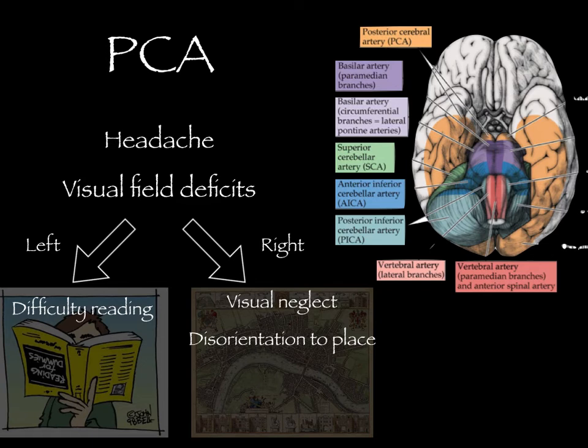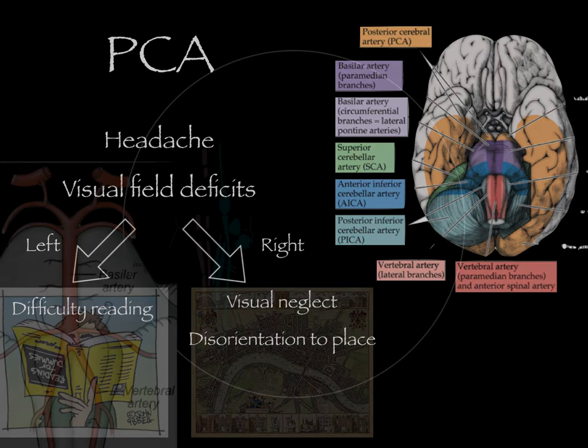If on the right or non-dominant side, these people tend to have visual neglect, typically on the left, and disorientation to place. Because this sends projections to the temporal lobe visual association areas, these people can also get prosopagnosia. So there can be some overlap here. Once again, it's not so important to know where that stroke is as to know what symptoms are consistent with a stroke.